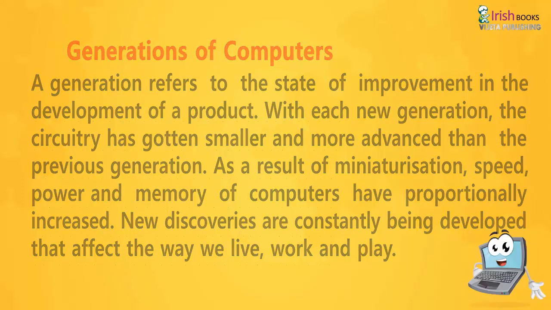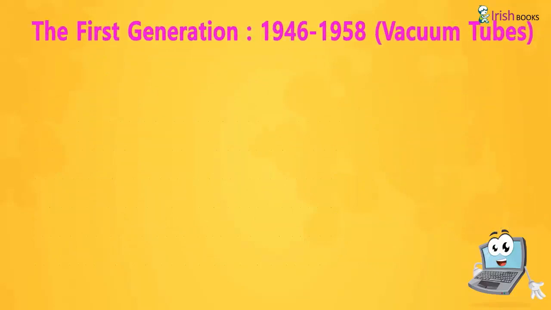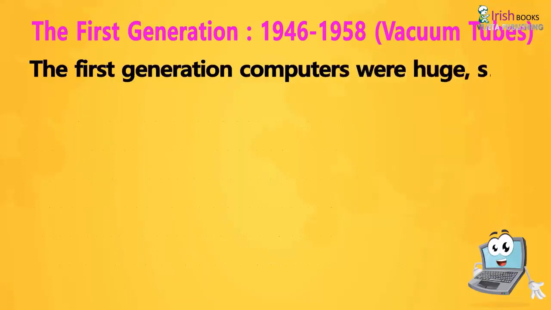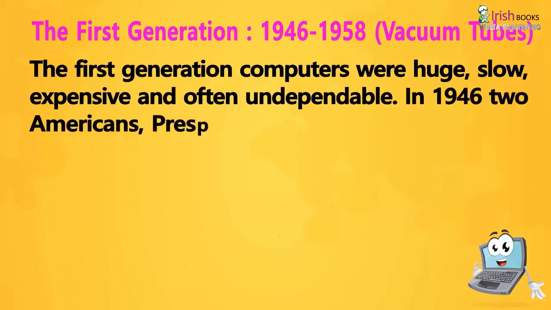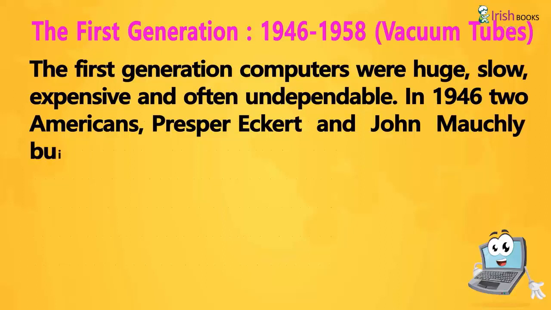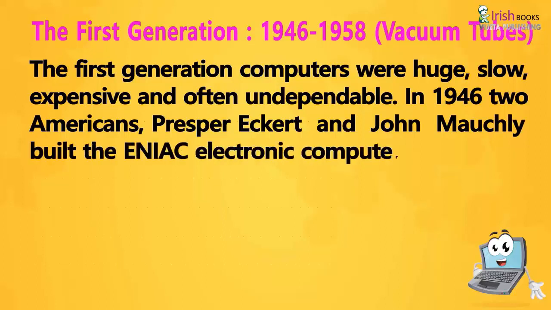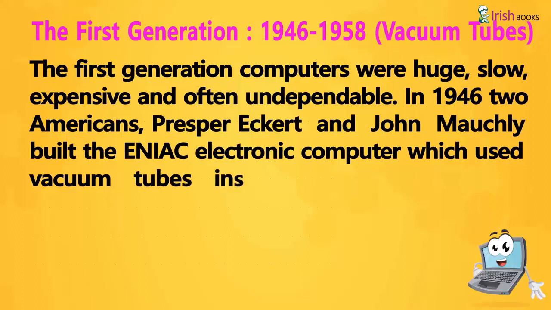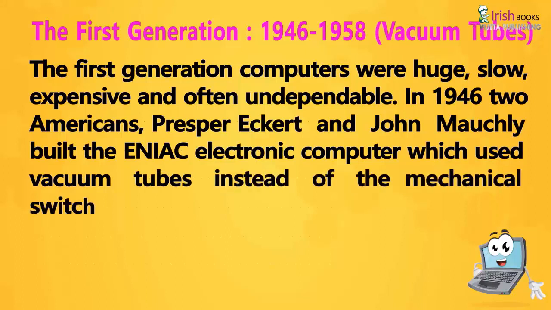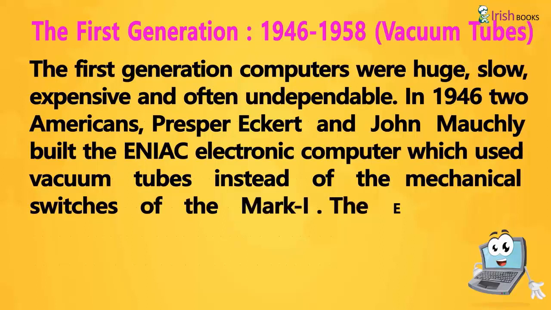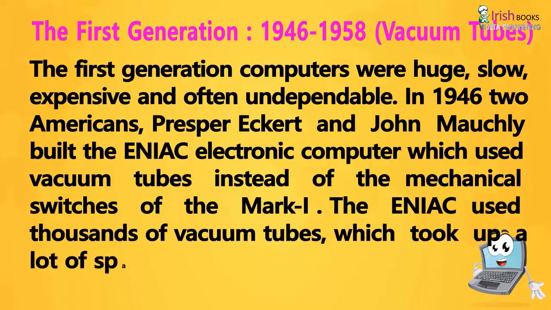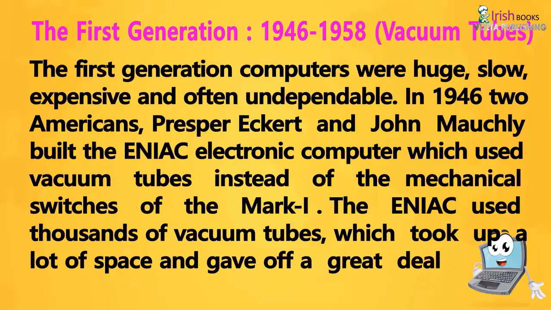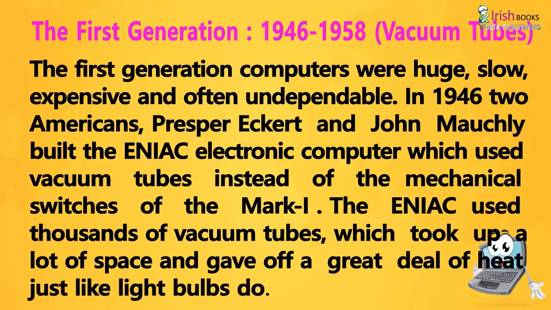The first generation, 1946 to 1958: vacuum tubes. The first generation computers were huge, slow, expensive, and often undependable. In 1946, two Americans, Presper Eckert and John Mauchly, built the ENIAC electronic computer, which used vacuum tubes instead of the mechanical switches of the Mark I. The ENIAC used thousands of vacuum tubes, which took up a lot of space and gave off a great deal of heat, just like light bulbs do.